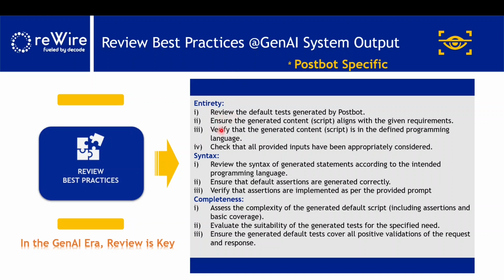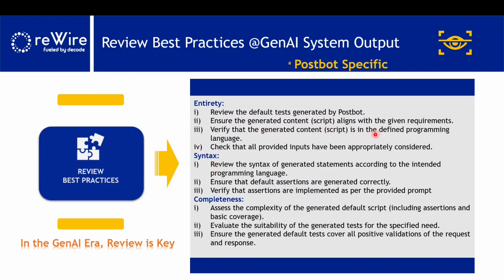So now let's see here. Entirety means reviewing the default test generated by Postbot. Now we have generated the tests using Postbot in batch mode. We need to see, for every request, whether the basic scripts generated are suitable to the need or not. And overall, ensure the generated content aligns with the given requirements.